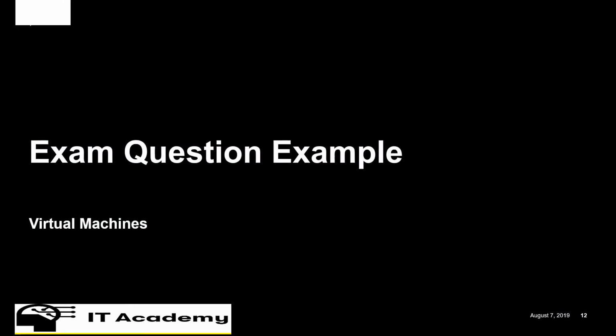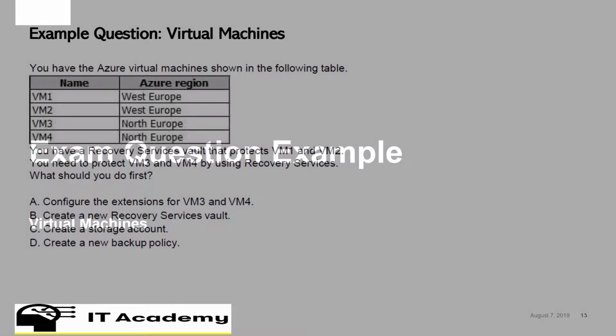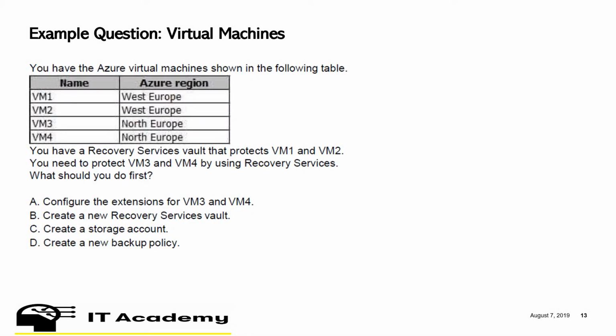Let's take a look at a couple of readiness review questions that tackle Azure virtual machines. This is an example of the classic multiple choice question that we're being asked here. Here, the exam question is telling us that we have Azure virtual machines as shown in the following table. So we've got virtual machines named VM1, 2, 3, and 4. The first 2 of those virtual machines have been deployed into the West Europe region. The second 2 have been deployed into North Europe.